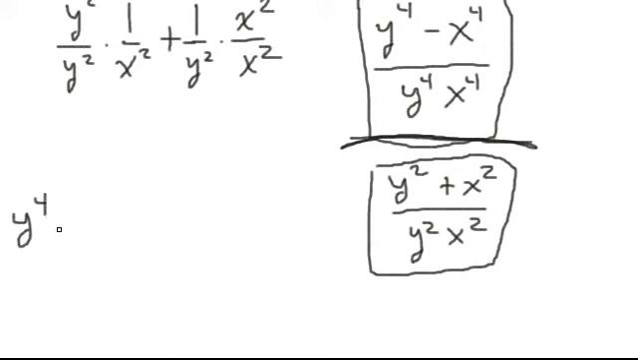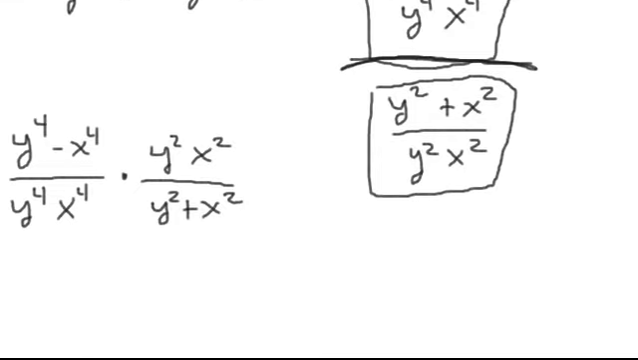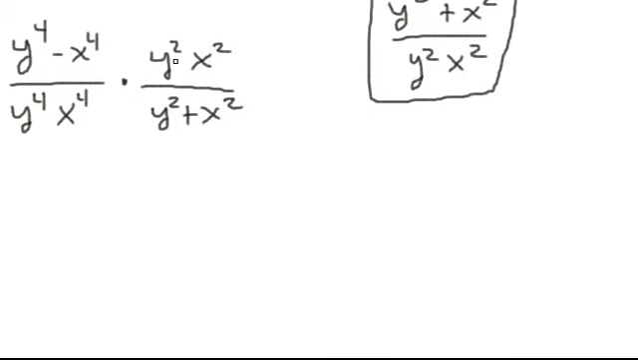y to the fourth minus x to the fourth over y to the fourth x to the fourth times, now remember we're going to flip this, so this becomes y squared x squared over y squared plus x squared. Alright, now we want to simplify, see if we can cancel some things out. We have 2 x's, 2 y's, so we'll be able to cancel that out there.